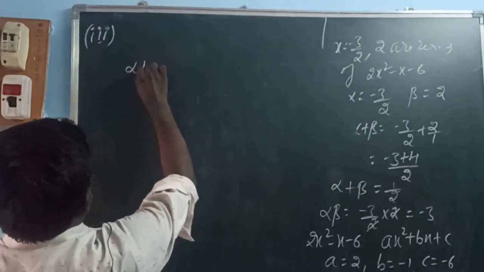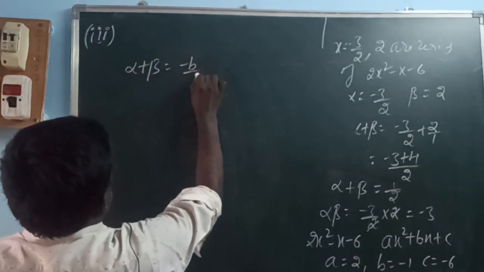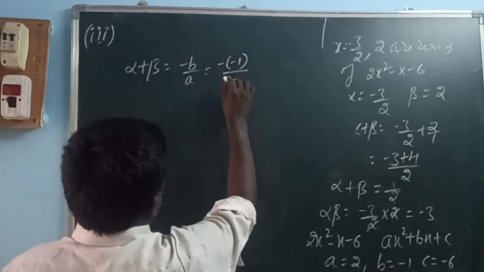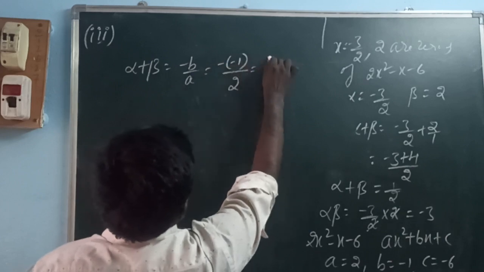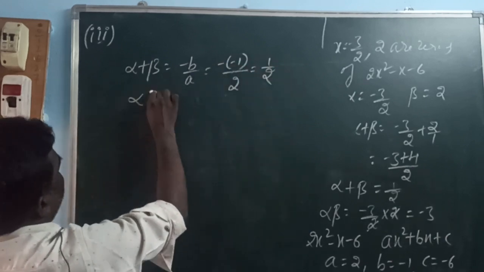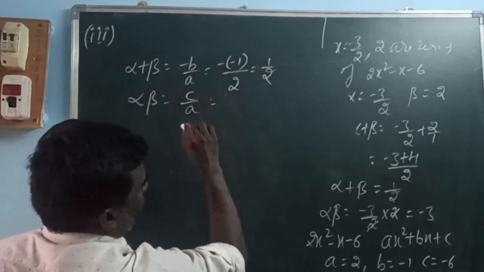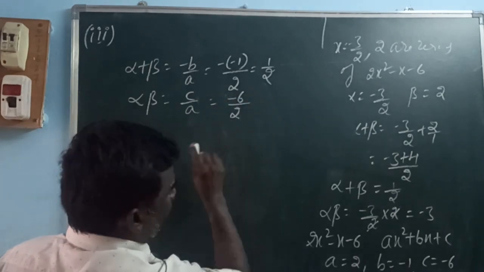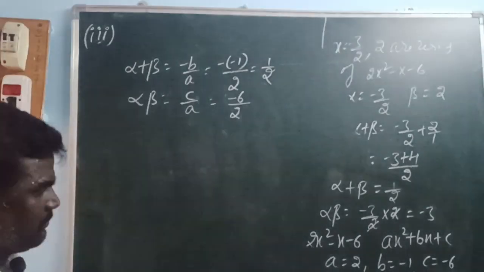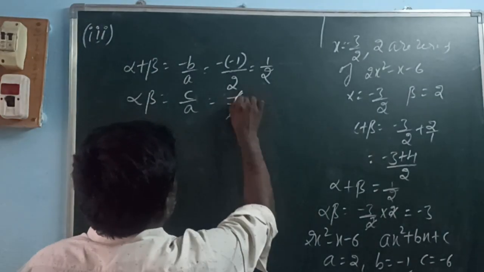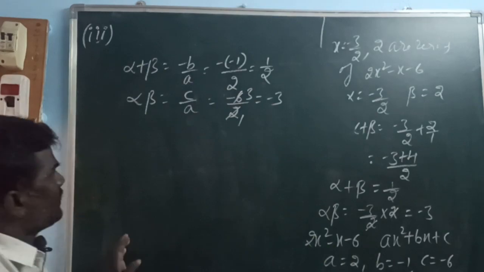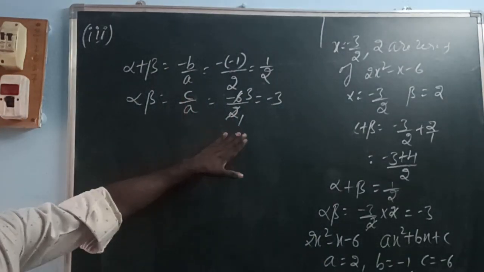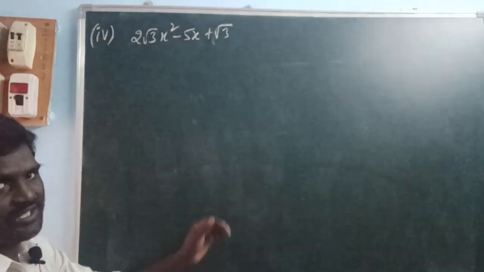So alpha plus beta is equal to minus b by a. Here minus of minus 1 by a, which is 2. So that is minus minus plus, 1 by 2. Next, alpha into beta is c by a. So c is minus 6 by 2. Okay, minus 6 by 2, 2 1s are 2, 2 3s are 6, that is minus 3. So the product of zeros is minus 3. This is the relation between zeros and coefficients of a quadratic polynomial.